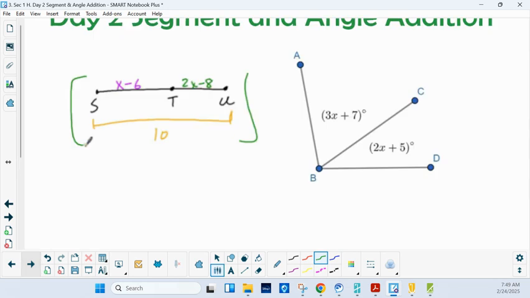Try to apply what we learned in a little bit different way. We're going to have to be creating some equations, solving a little bit more, and doing a little bit more than we did Friday.